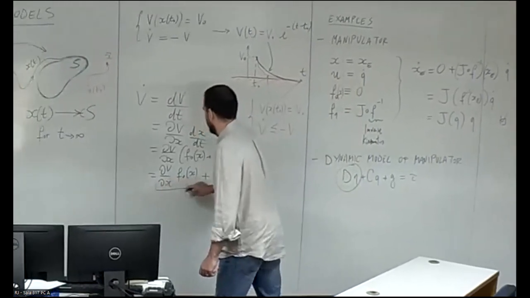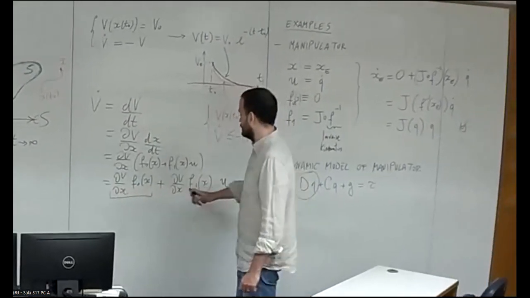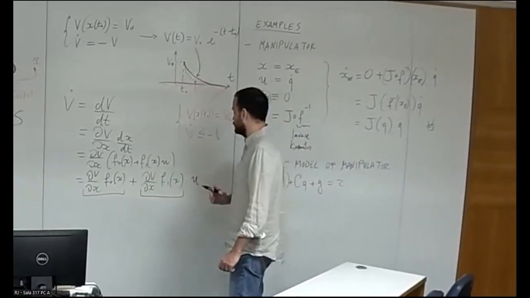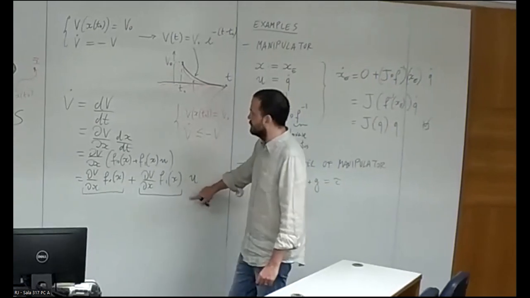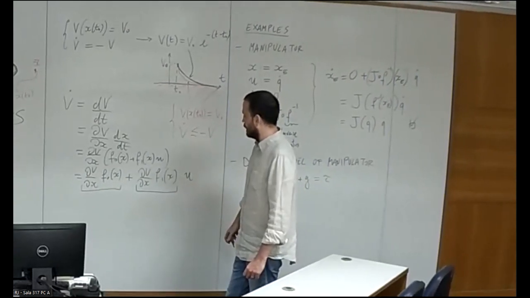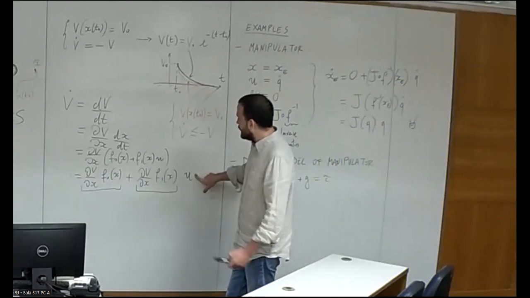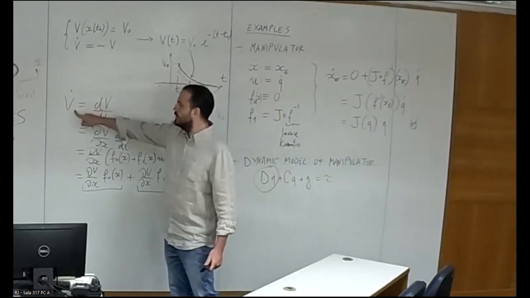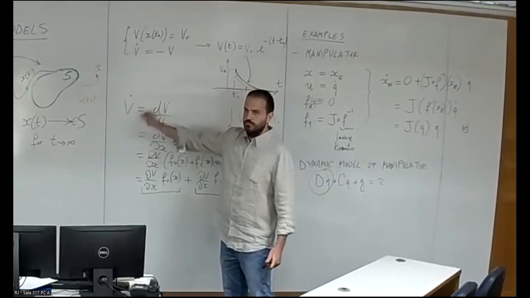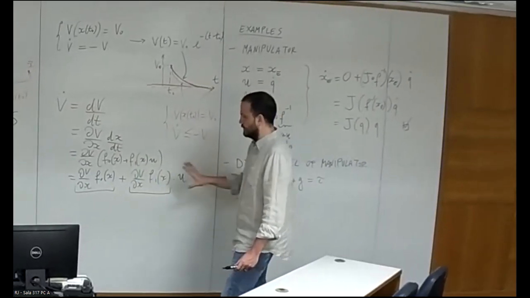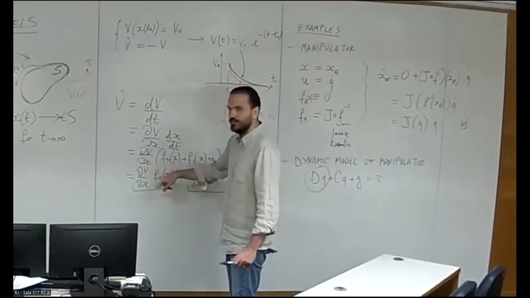Here is whatever, a function of x. Here is another function of x. And here is the u. So now we know that by picking a u, we can influence V dot.